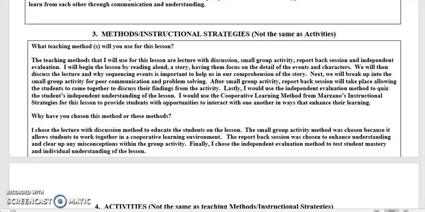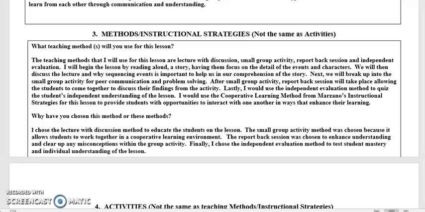I would use the cooperative learning method from Marzano's instructional strategies for this lesson to provide students with opportunities to interact with one another in ways that enhance their learning. Why have I chosen these methods? I chose the lecture with discussion method to educate the students on the lesson. The small group activity method was chosen because it allows students to work together in a cooperative learning environment.